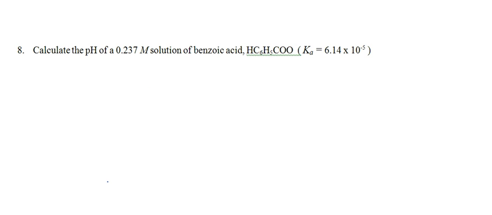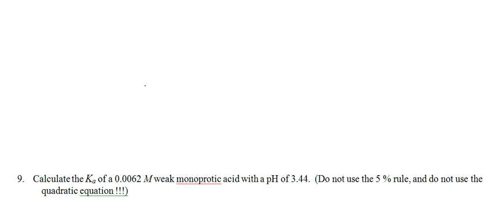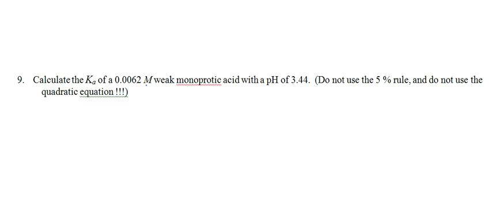All right, number 8. Calculate the pH of a 0.237 molar solution of benzoic acid, and you're given a Ka. So it's an acid for a couple reasons, because I gave you a Ka value and I told you it was an acid. Use the 5% rule. I'm not going to work this one out. You can take a look at the answers for that one. Here is a good one.